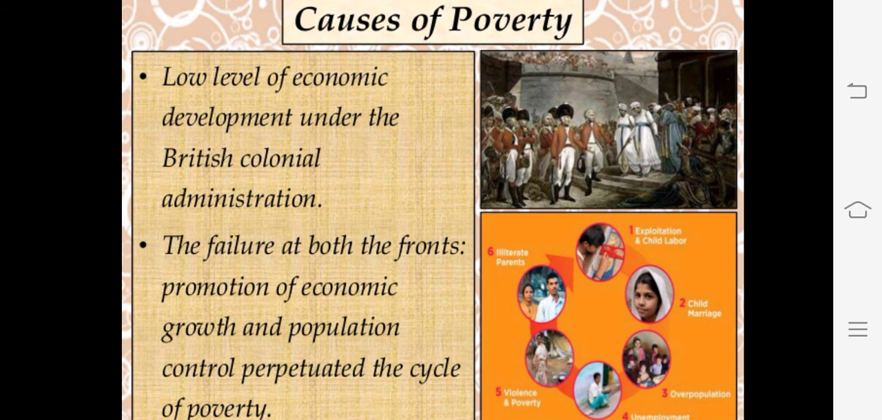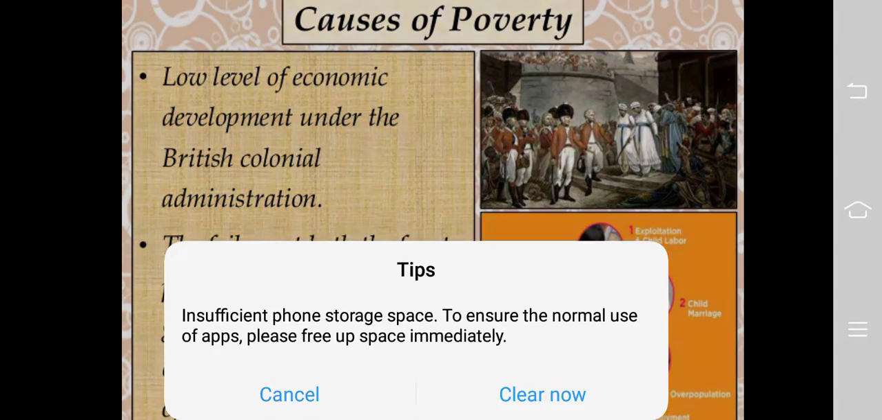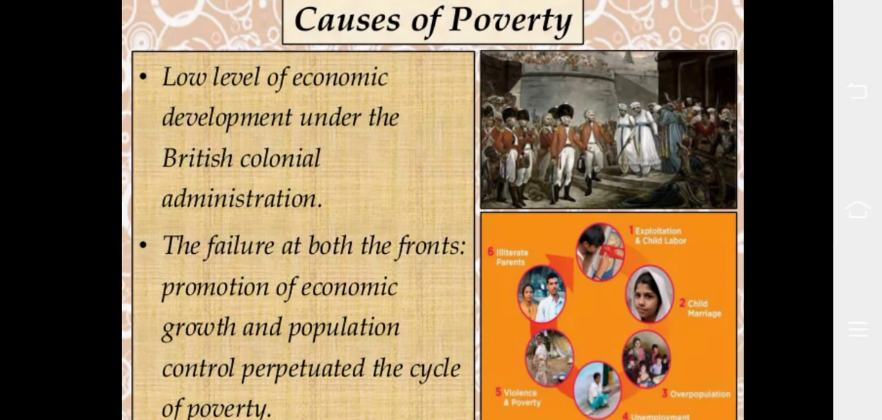Economic development was very low, and just because of that, people did not have any mode of income. They did not have any mode of work. They did not get any job just because of that.